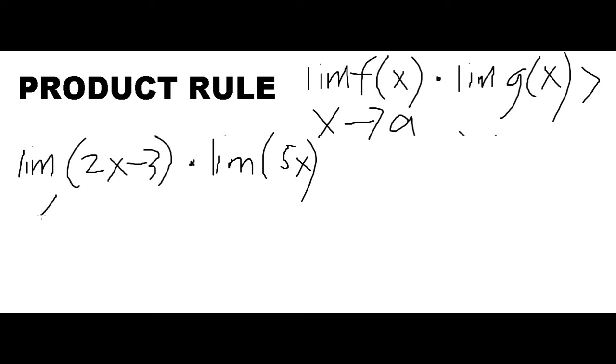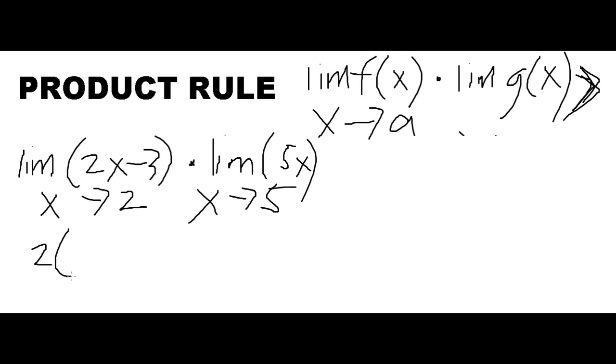So another example, we have limit of 2x minus 3 times the limit of 5x. As the first one, as x approaches to 2, and the second one is as x approaches to 5. So, substitution na naman tayo. Gagamitin natin tong formula na to.